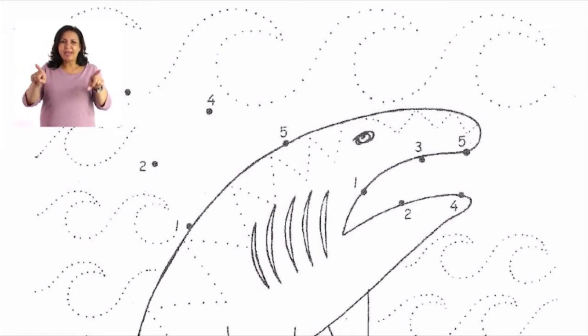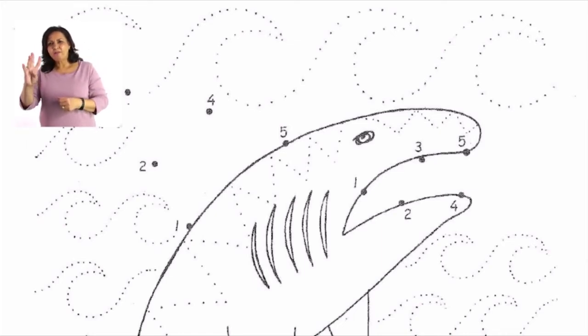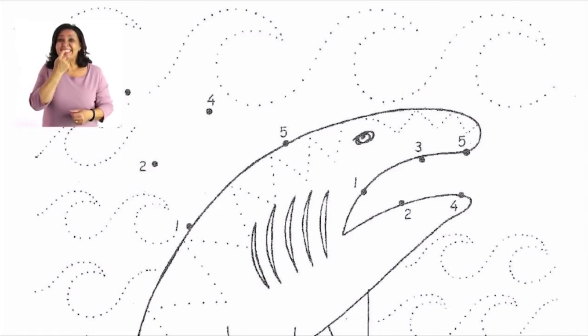And now let's look at the shark's mouth. Join those numbers from number 1 to number 2 to number 3, number 4 and number 5. Wow, what is that? It's the teeth of the shark. I'm a little bit scared of sharks.